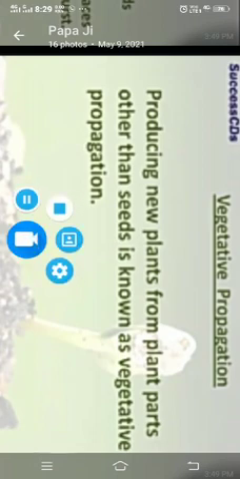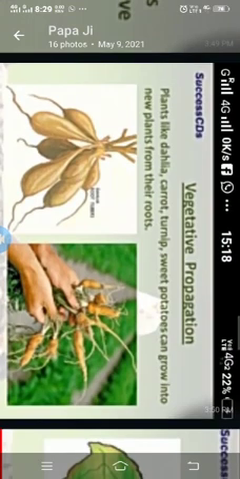Producing new plants from vegetative propagation. What is vegetative propagation? The definition of vegetative propagation is producing new plants from plant parts other than seeds. So plants like dahlia, carrot, tulip, sweet potatoes can grow into new plants from their roots. It is called propagation by the roots.